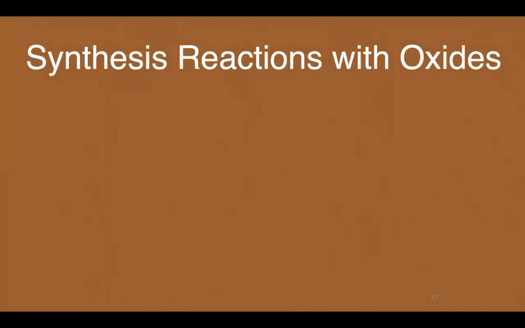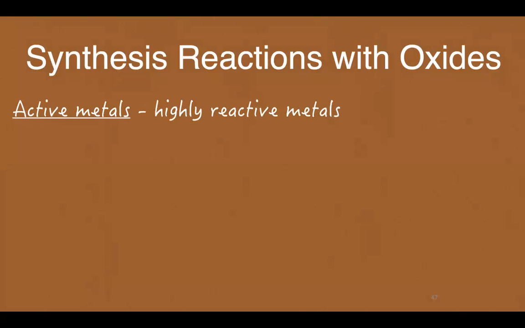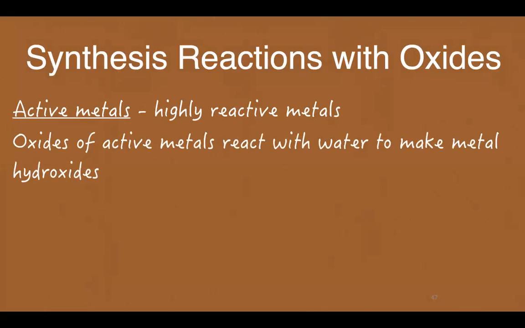Now, what if we have an oxide that reacts with something else? I mentioned groups 1 and 2 metals. These are called active metals. The oxides of active metals react with water to make metal hydroxide. So this is one of the characteristic types of reactions that you'll have to learn. So an active metal oxide reacts with water to form metal hydroxide.